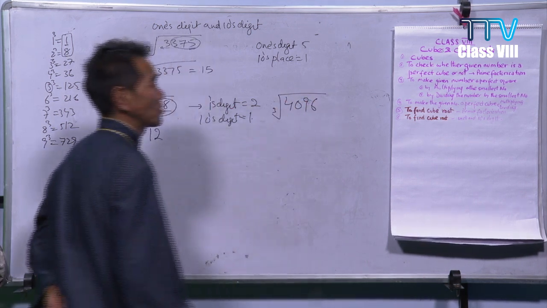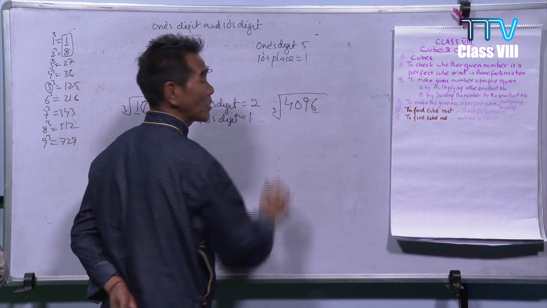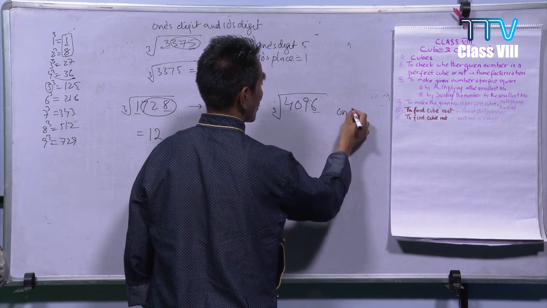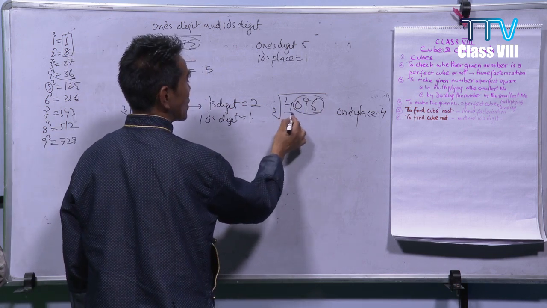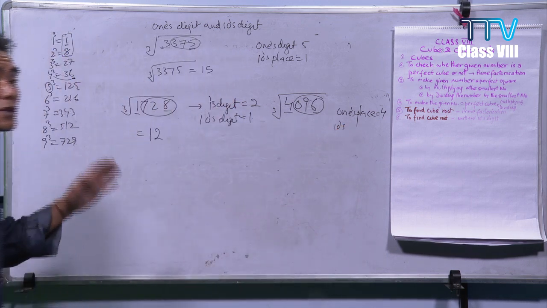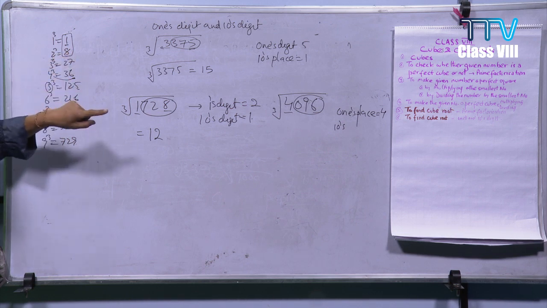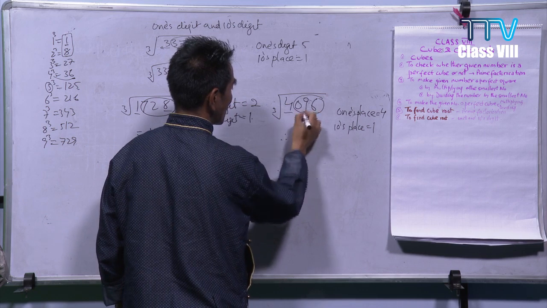The last one, try 4096. Keep trying. The unit place is 6, so the cube root ends in 4. The one's place is 4. For the tens place, 4096: 1 cubed is 1, 2 cubed is 8, 8 is less than 40, so you take 1. Therefore, the cube root of this is equal to 16.